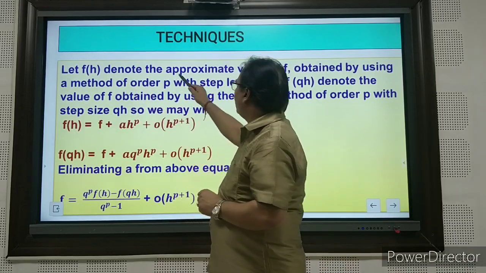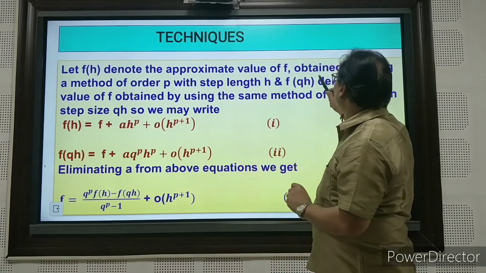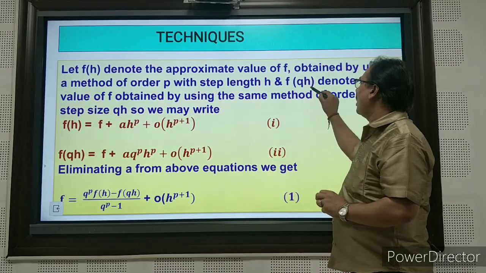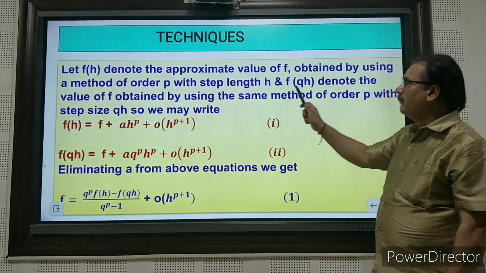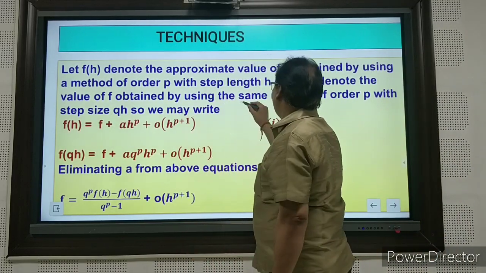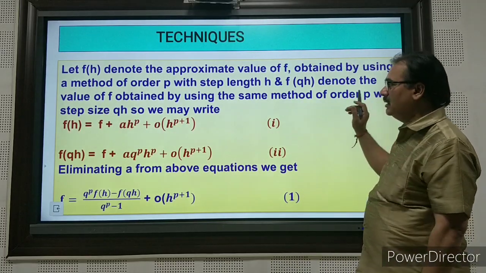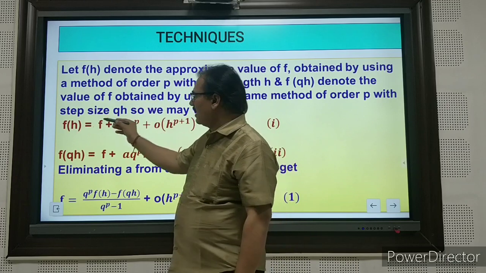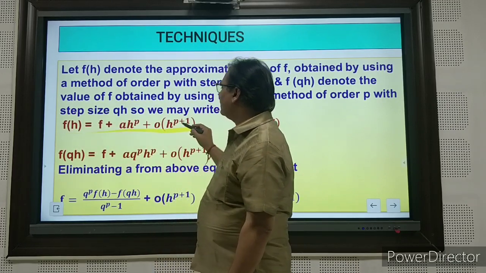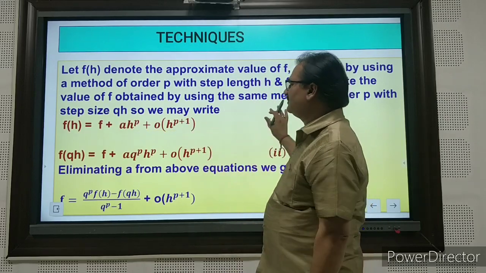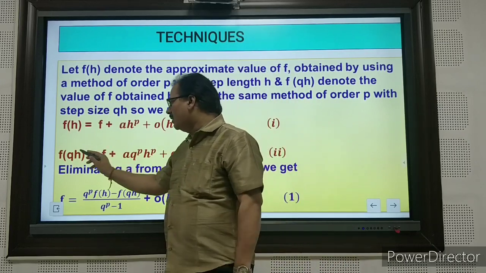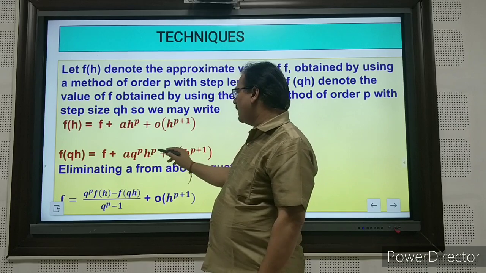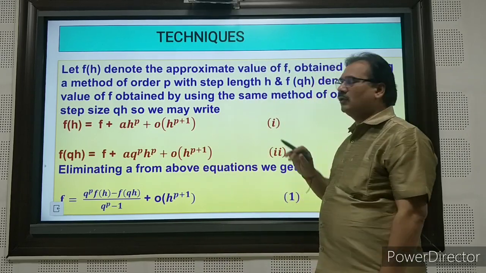Let f_h denote the approximate value of the function f, obtained by using a method of order p with step length h, and f_qh denotes the value of f obtained by using the same method, of order p, with the step size qh. So we may write the equation as f_h is equal to f plus a h^p plus higher order terms. Let us suppose this is equation number 1. On the same ground, you can define the expression for f_qh also: f_qh is equal to f plus a q^p h^p plus higher order terms. Let us suppose this is equation number 2.